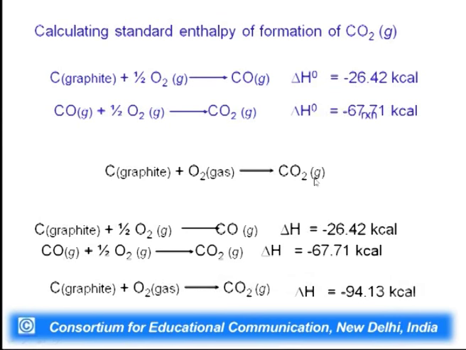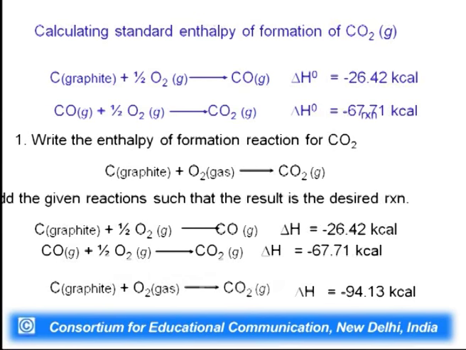The way we can do it is we simply add these two. When we add these two, the CO gas cancels out, and half O2 plus half O2 is one molecule of oxygen. So the combined equation is C graphite plus O2 gas giving CO2 gas. So we just add these two equations, we get the desired equation, and in this case delta H will be simply the sum of these two quantities, which is minus 94.13.